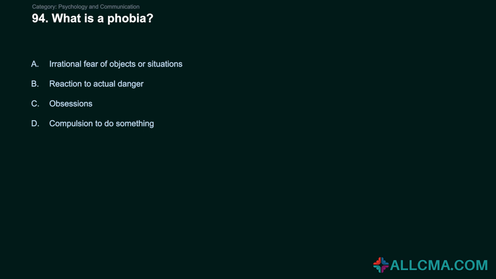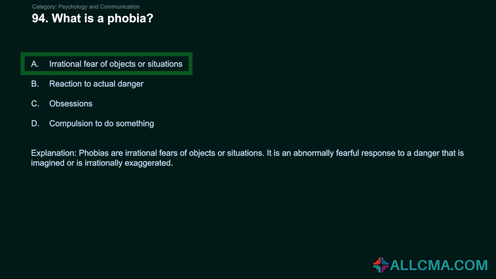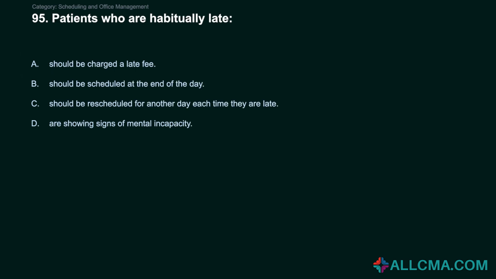94. What is a phobia? A. Irrational fear of objects or situations. B. Reaction to actual danger. C. Obsessions. D. Compulsion to do something. Correct answer: A. Irrational fear of objects or situations. Phobias are irrational fears of objects or situations. It is an abnormally fearful response to a danger that is imagined or is irrationally exaggerated.